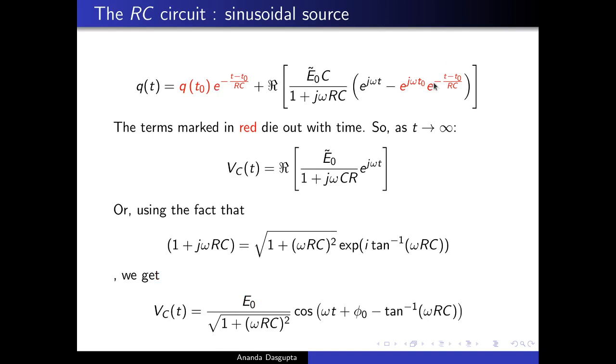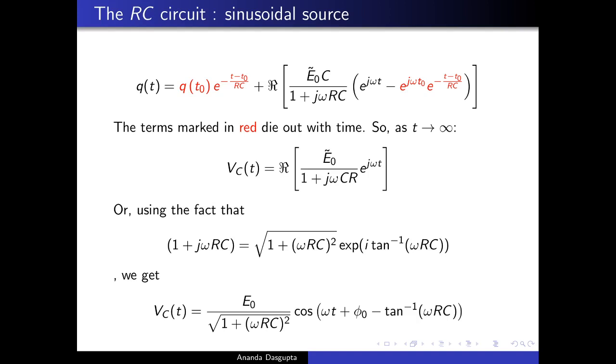So these terms in red, they will die out. These are the so-called transients. We will pay more attention to them later. But these are things which stay only for a small time after you start your circuit. In the long run, they die out. So much of what we will discuss will be based on the steady state solution. What happens after a long enough time has elapsed?